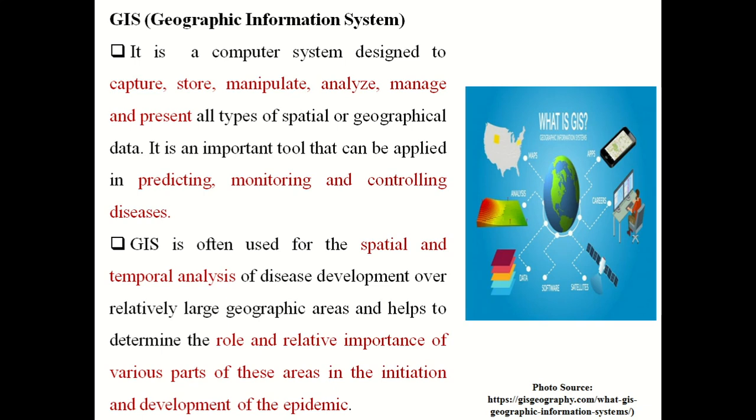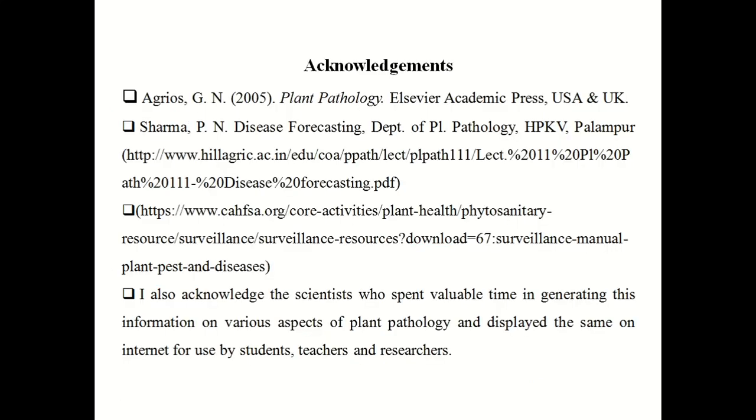On the basis of GIS, we can find out the role and importance of the various geographical areas in the initiation and development of the disease, and we can find out the particular area from which the disease started. So this is all about surveys, surveillance and forecasting of plant disease.